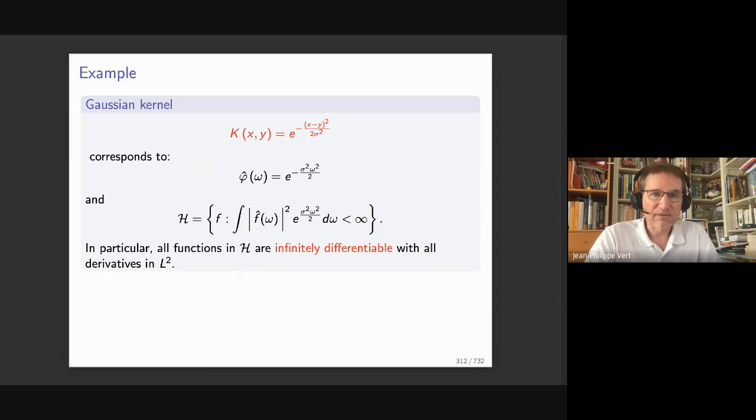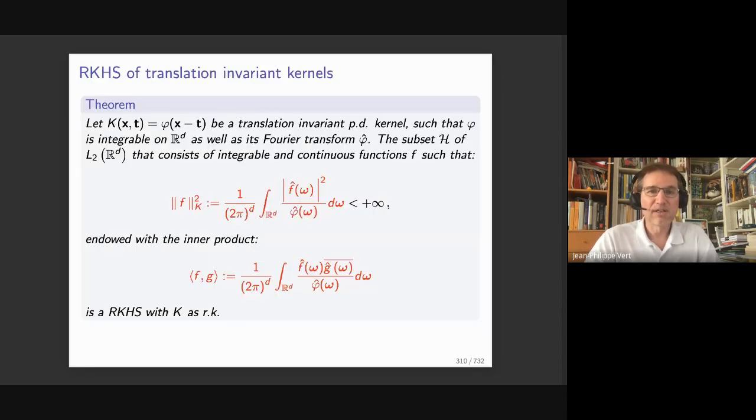Now, the additional thing we have now is that we can describe the RKHS of the Gaussian kernel using this general characterization. We have a phi which is integrable, and its Fourier transform as well. Because phi and phi hat are Gaussian, we are in the context of the theorem. And so we can say that the RKHS is a subset of L2 that consists of functions which are integrable, continuous, and such that the integral of f hat of omega squared over phi hat of omega is finite. And then the norm in the RKHS is this finite number.